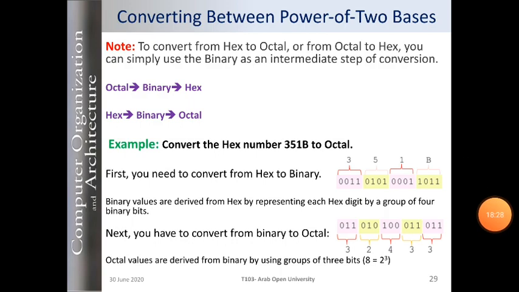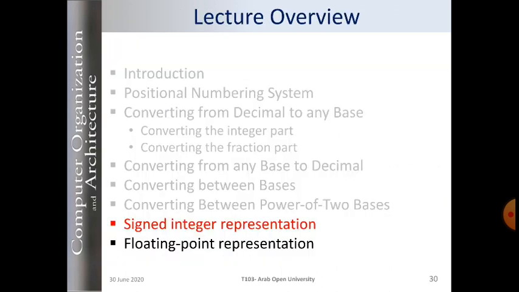So to convert from hexadecimal to octal and from octal to hexadecimal, simply we can convert to binary and from binary to octal and vice versa. And let's consider this one as the end of part 1 of this chapter 2.